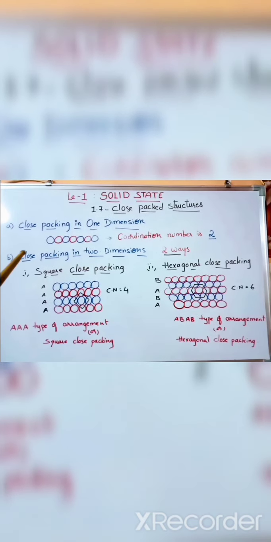So here the first one is close packing in one dimension. In one dimension close packing, there is just one way of arranging the spheres, that is a straight line. Here each atom or ion or molecule is attached to two other atoms. So here the coordination number will be 2.